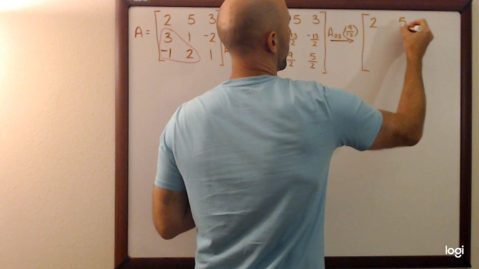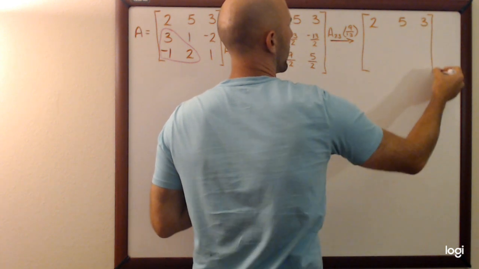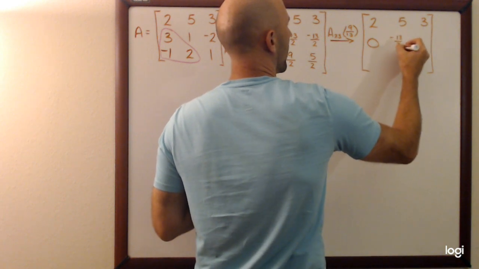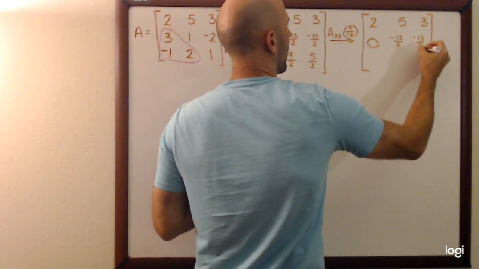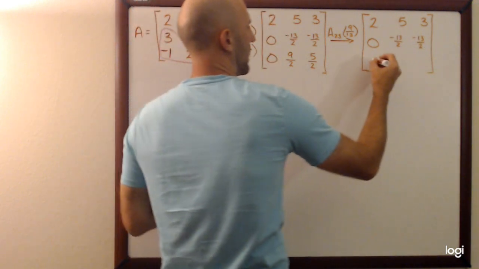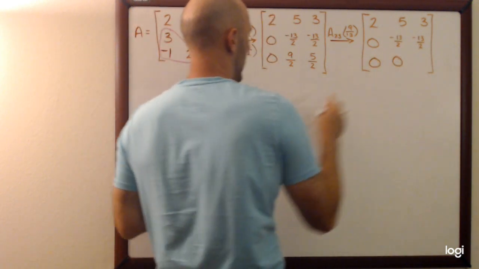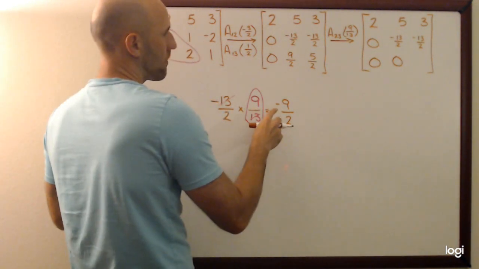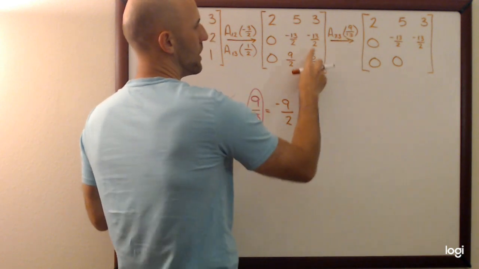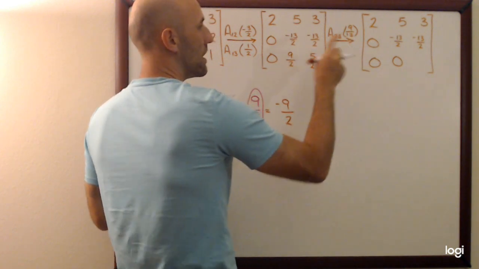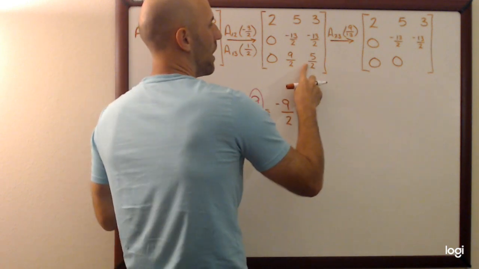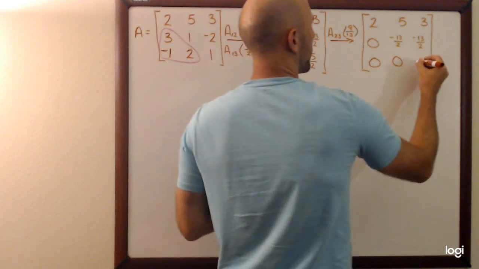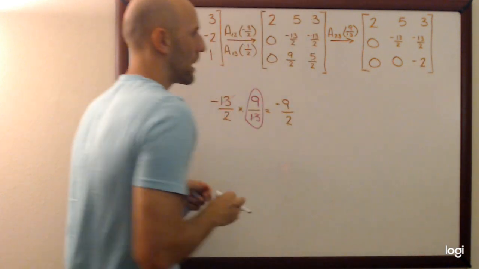Okay, so I'm at 2, 5, 3. Row 1 doesn't change. Row 2 doesn't change. Okay, row 3, that's a 0. This one's a 0 by design. That's why we chose 9/13. And here I'm going to multiply, again, A23 9/13, so -13/2 times 9/13. That's -9/2. Add that to 5/2. -9/2 plus 5/2 is -4/2, which is -2. It came out pretty nice.